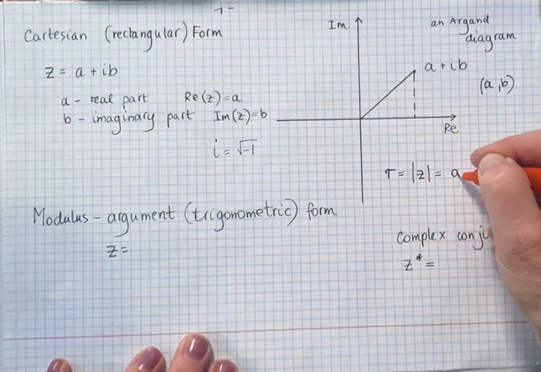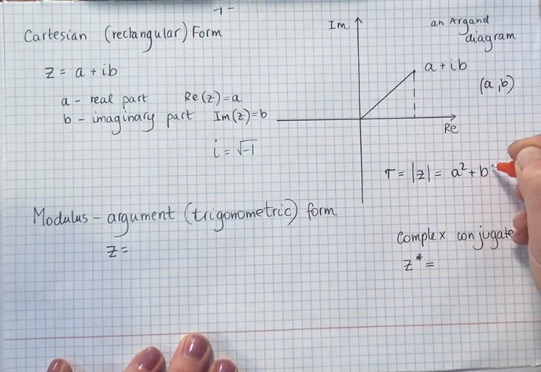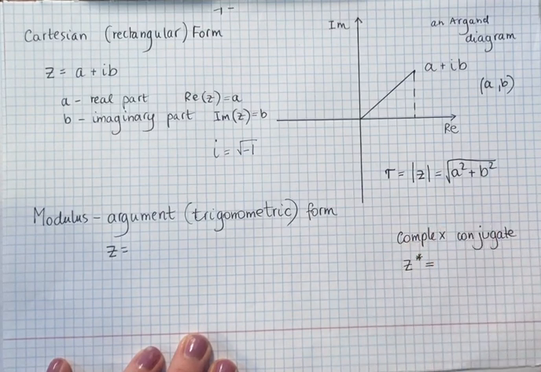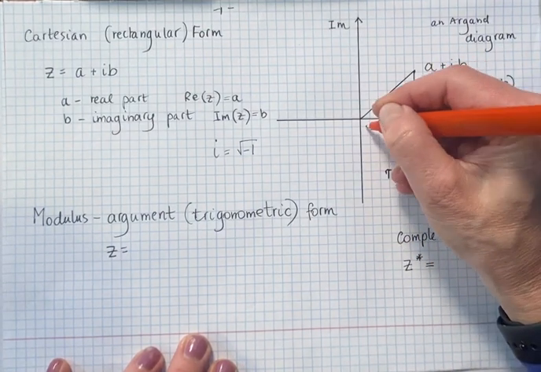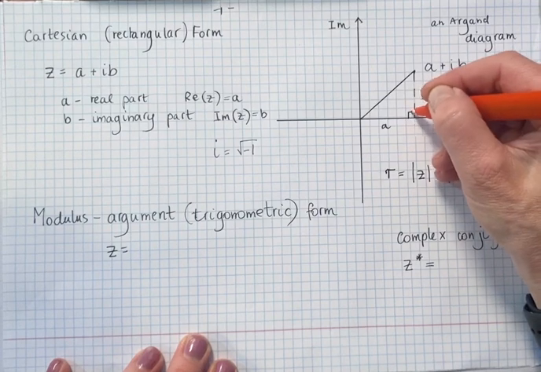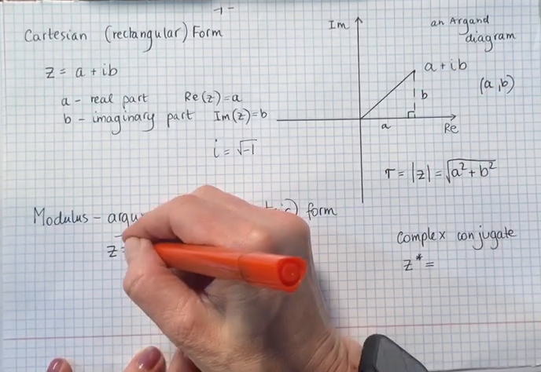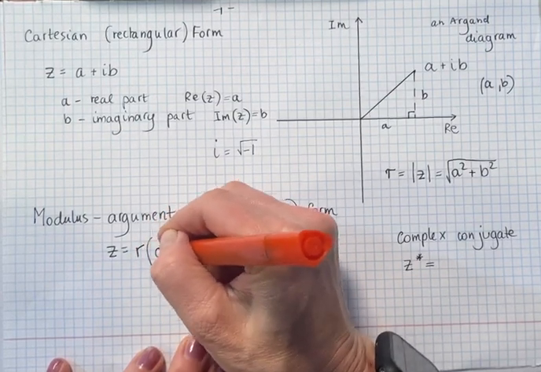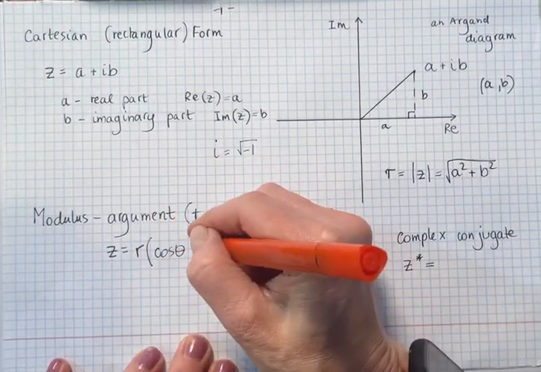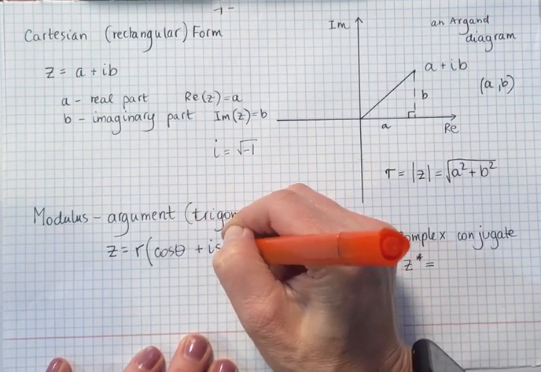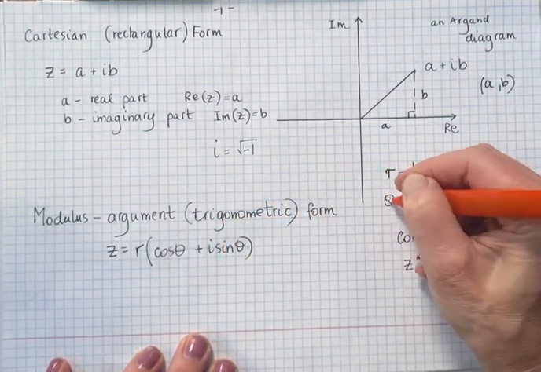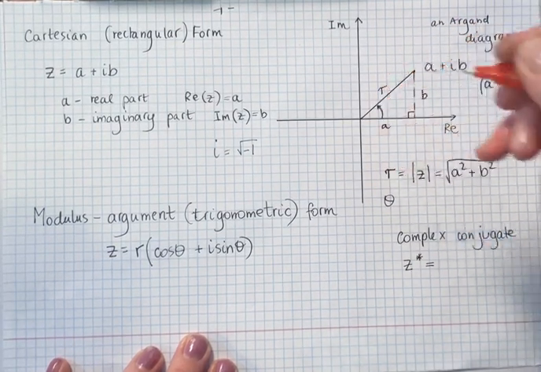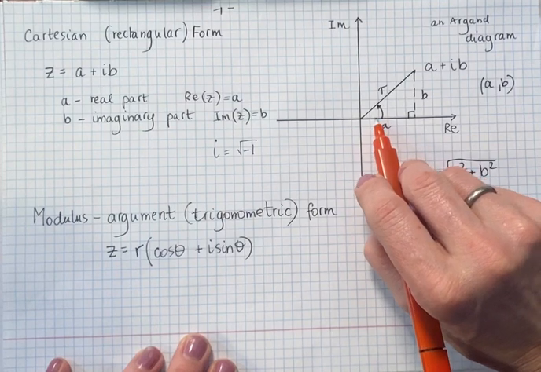And to find out the value of that, you simply use Pythagoras. So a squared plus b squared, square rooted. So this would be your length a, and this is length b. There is a right angle. So you put that value at the start, then you open bracket, and then you put cos theta plus i sine theta.